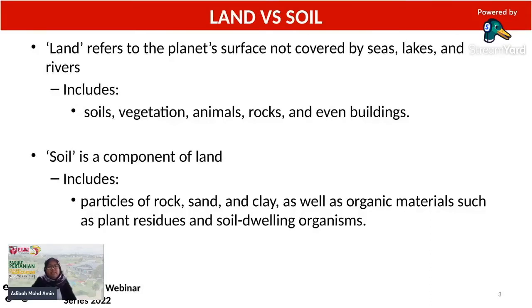Okay, what is land and what is soil? Land refers to the planet's surface that is not covered by water, not covered by seas, lakes, and rivers. This land includes soils, vegetation, animals, rocks, and even buildings. The soil is one of the components in land. Soil includes particles of rock. We have several types of rock: igneous rock, sedimentary rock, metamorphic rock, and also soil texture, sand, and clay, as well as organic materials such as plant residues and soil organisms.